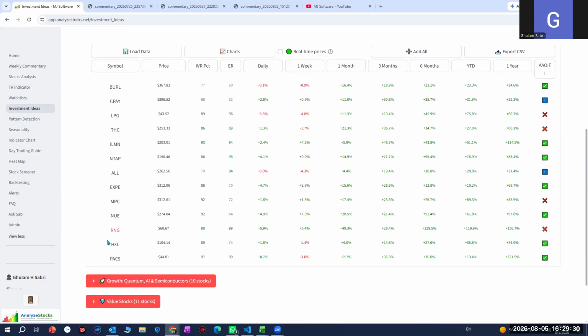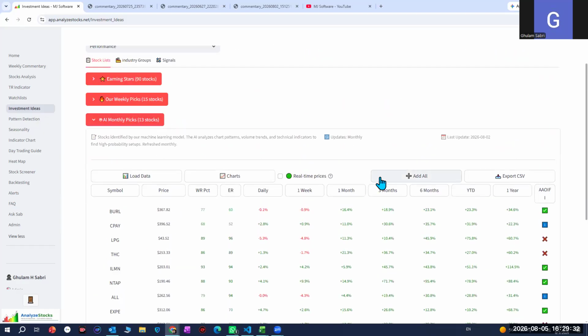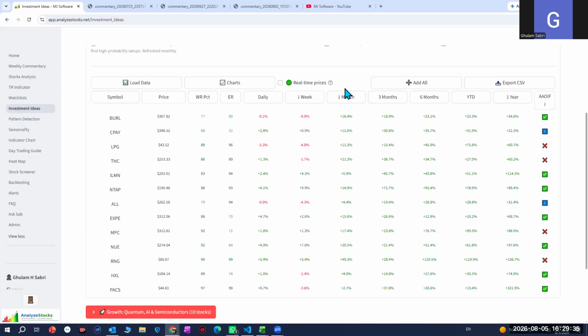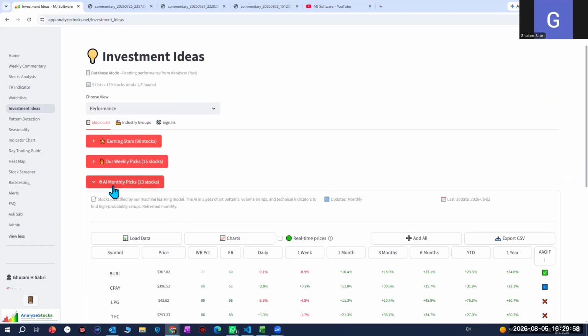And right now, these are the 11. How many stocks are there? 13 stocks. Look at their last 1 month performance. All of their performances have been very good. And you won't find many chip stocks, but you will find LPG, MPC, energy stocks, Nucor. Nucor is a steel stock, 20.5% return in 1 month, 1% return in last 1 week. And we update this list on every month end, first of every month.